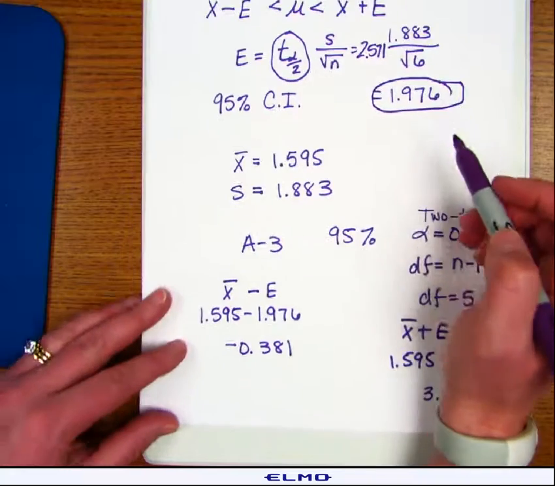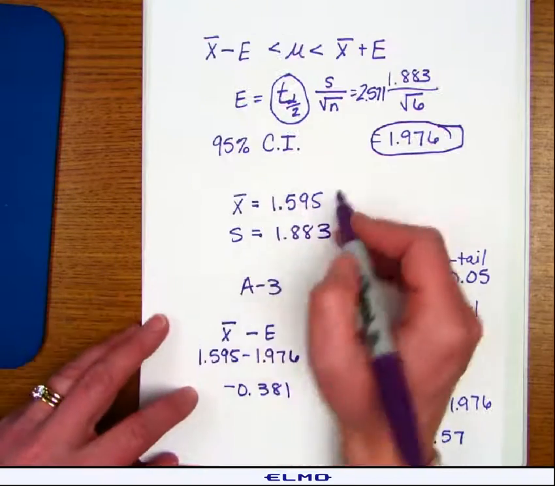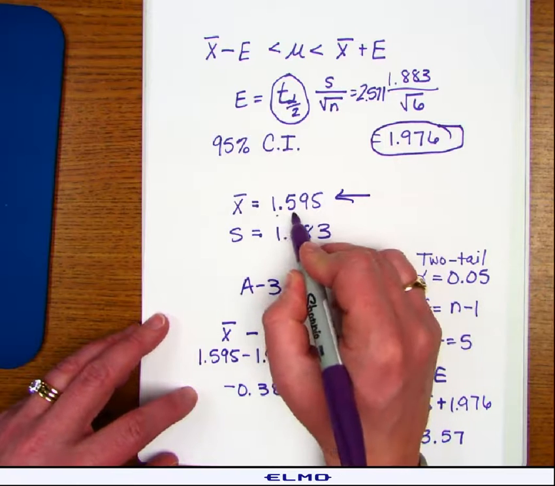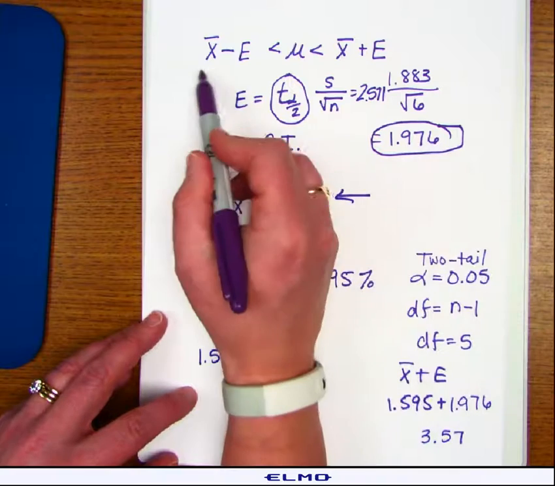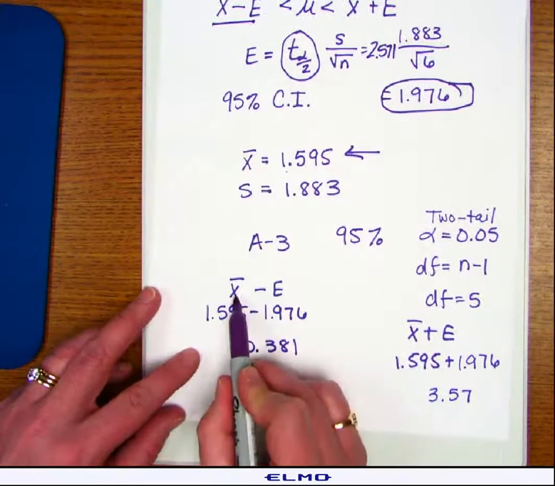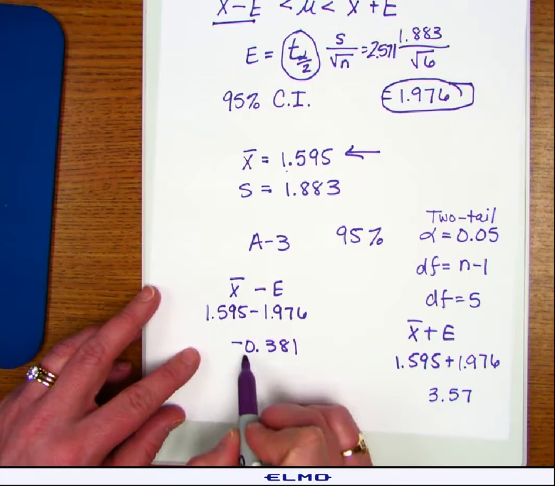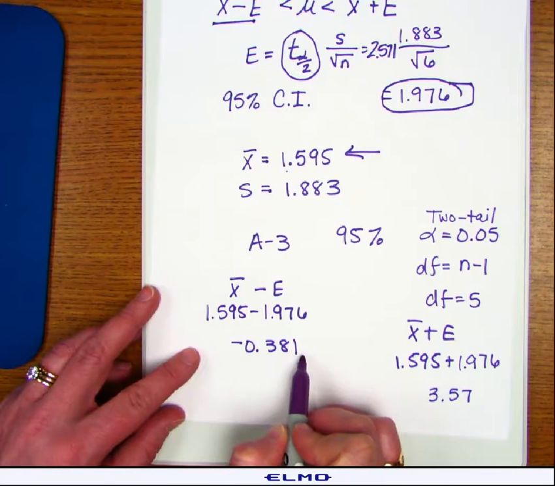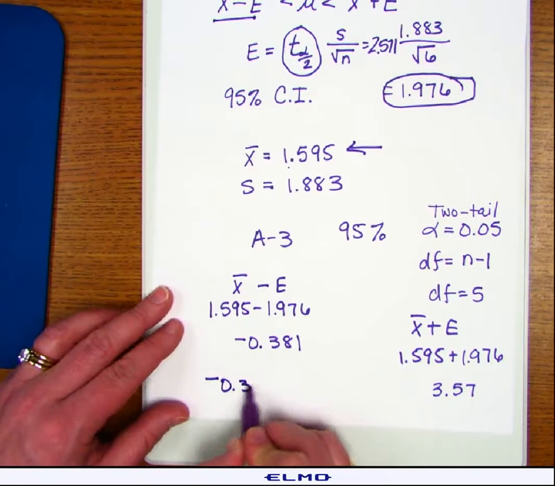Use your calculator. So now to get my confidence interval, I take the mean, which is right here, 1.595, and subtract 1.976. That's this right here. Mean minus margin of error. And when I do that, I get minus 0.381. That's going to be the lower end of my confidence interval.